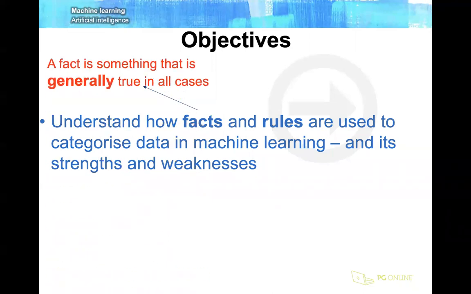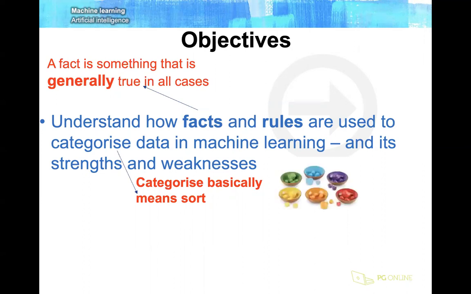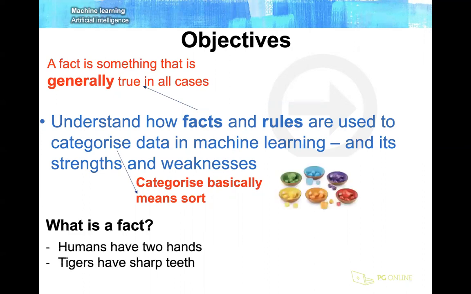Facts are something that are generally true. It's almost always true. It's not always true, but almost always. So think of it like humans always have two hands. It's not always the case, but most of the time it is true. Categorize basically just means sort. So what is a fact? One fact is humans have two hands, and another fact is tigers have sharp teeth.